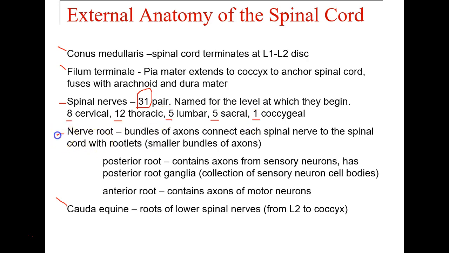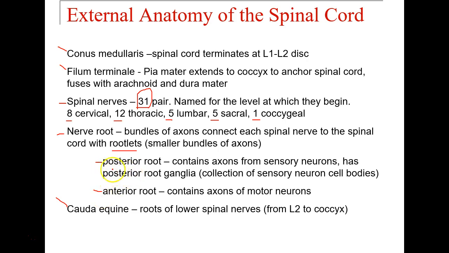Okay, a nerve root is a bundle of axons that connect each spinal nerve to the spinal cord with rootlets. So we have 2 roots, a posterior and an anterior root for that nerve. The posterior root will contain sensory neurons. Do make note of that. The anterior root will contain motor neurons. So sensory will be in the posterior of the cord, and then motor output will be from the front of the cord.